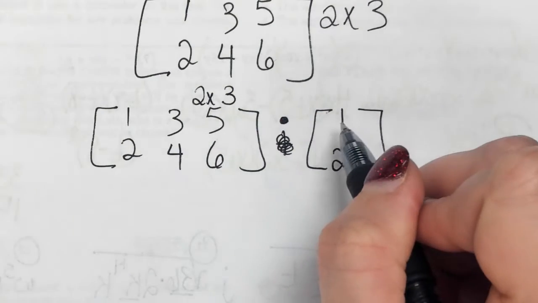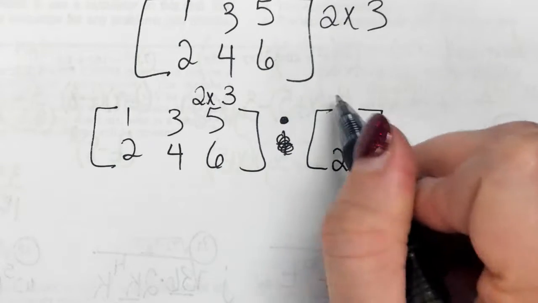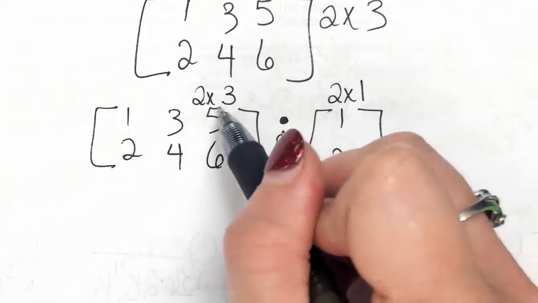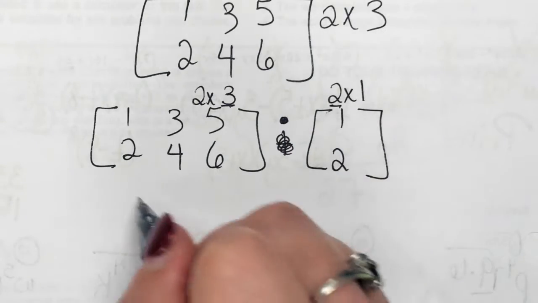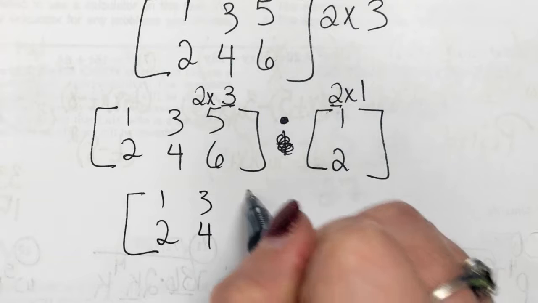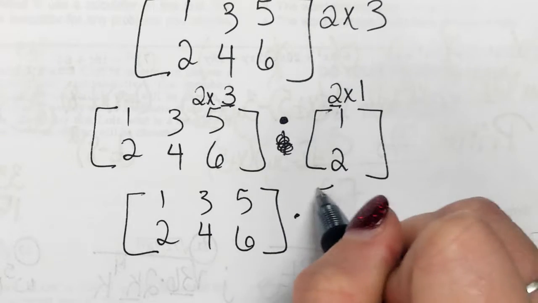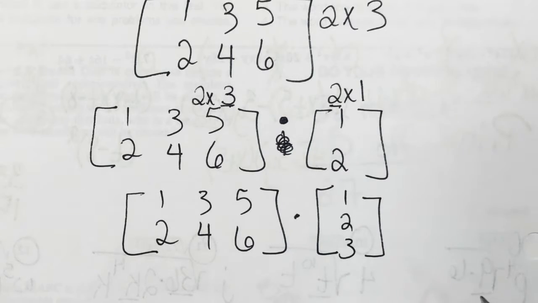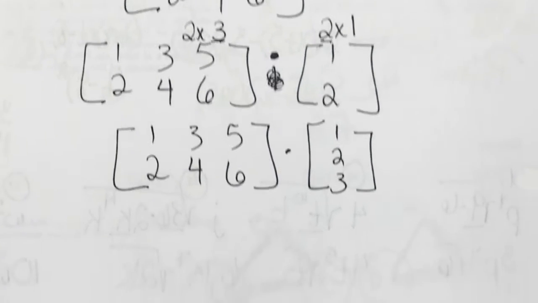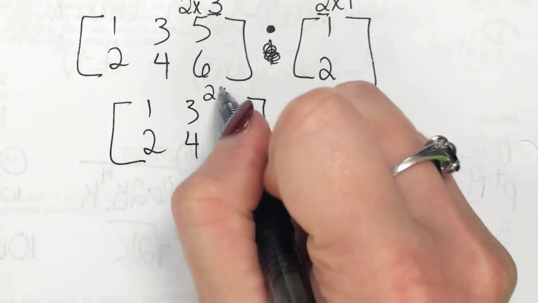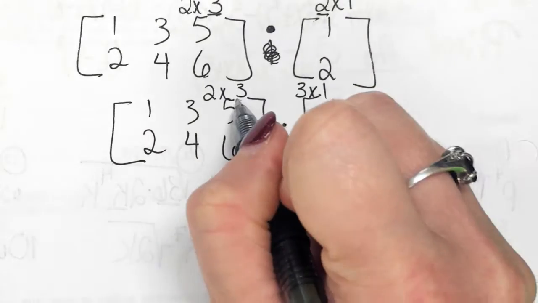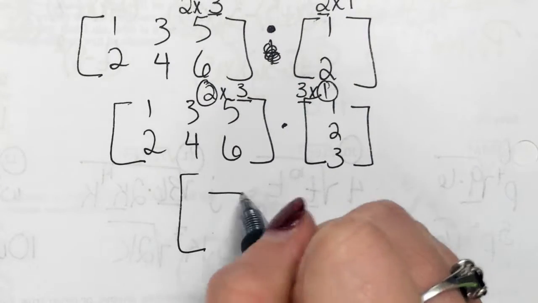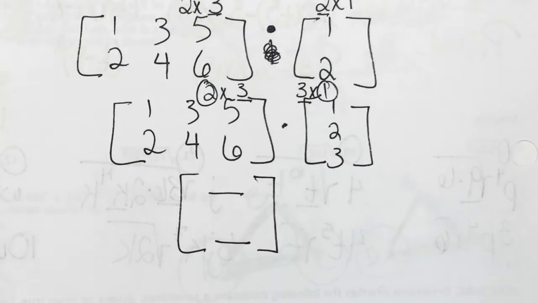The inside numbers have to match. And so what is this one? 2 by 1. Why is it impossible? Because the inside numbers 3 and 2 don't match. There you go. What if I gave you that one? It'll be 2 by 3. Those match up. And then the dimensions of your answer is going to be 2 by 1. Perfect. Because you got 2 rows and 1 big column, right?